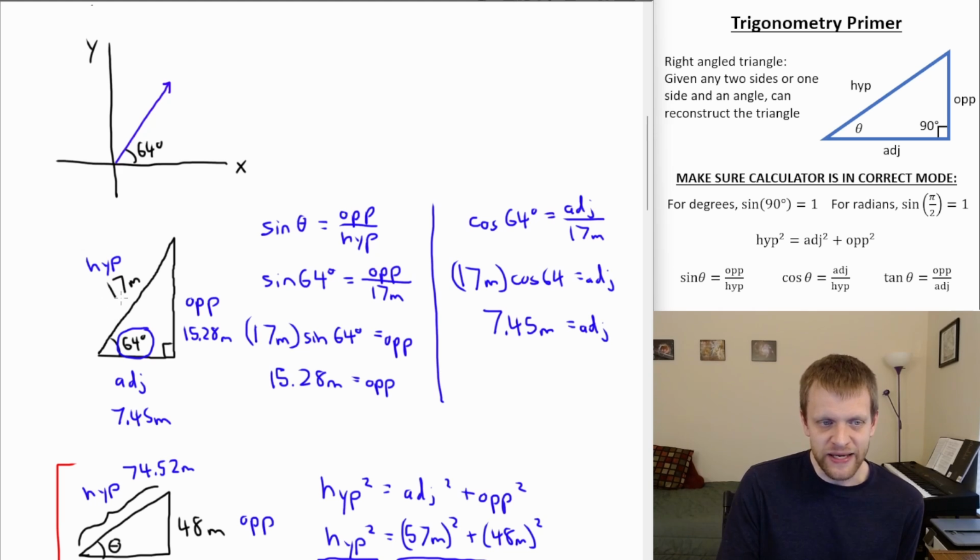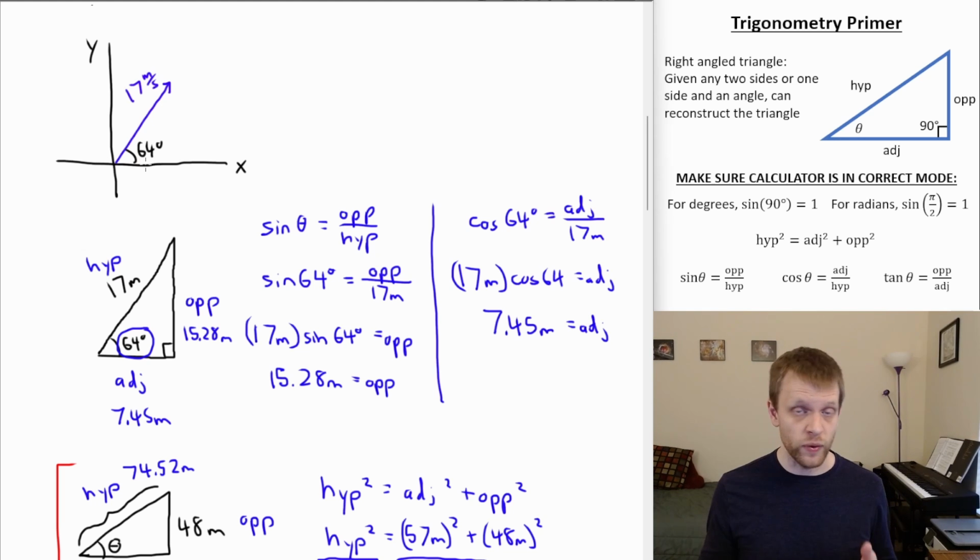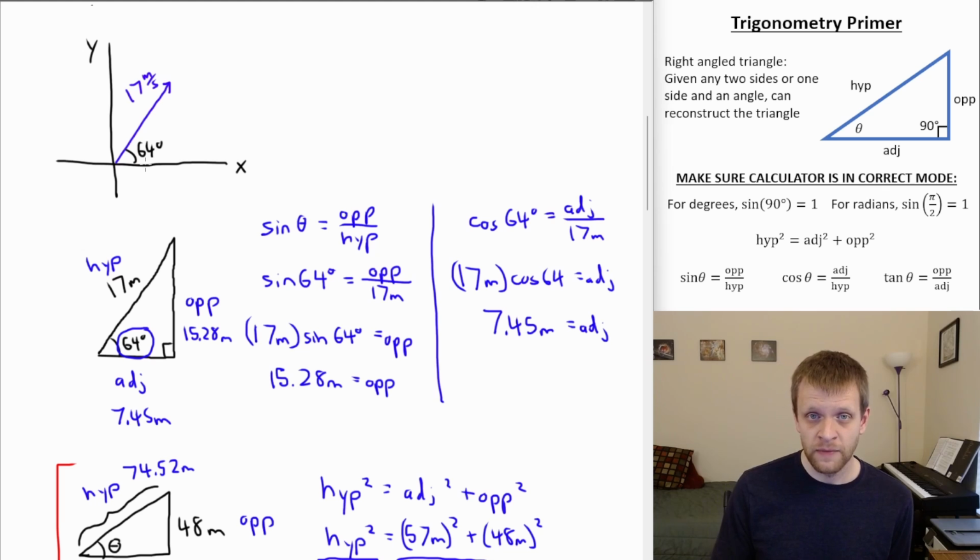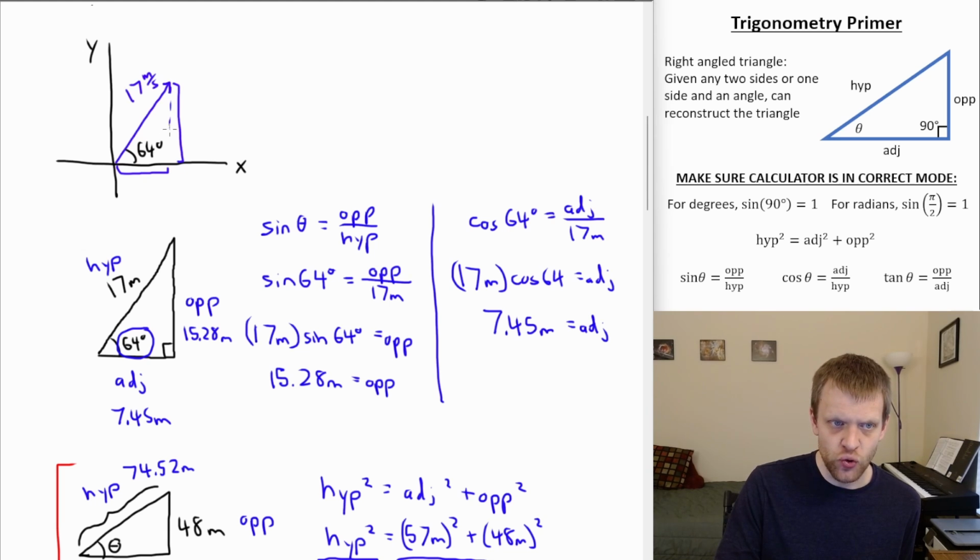And instead of this being a distance of 17 meters, let's say I had a car that was driving at 17 meters per second in this particular direction. So an object moving in a particular direction. Instead of this being a position vector, we're now looking at a velocity vector. But if I want to find the horizontal component and the vertical component of this velocity vector, we use exactly the same tools that we had when applying trigonometry to this literal triangle.